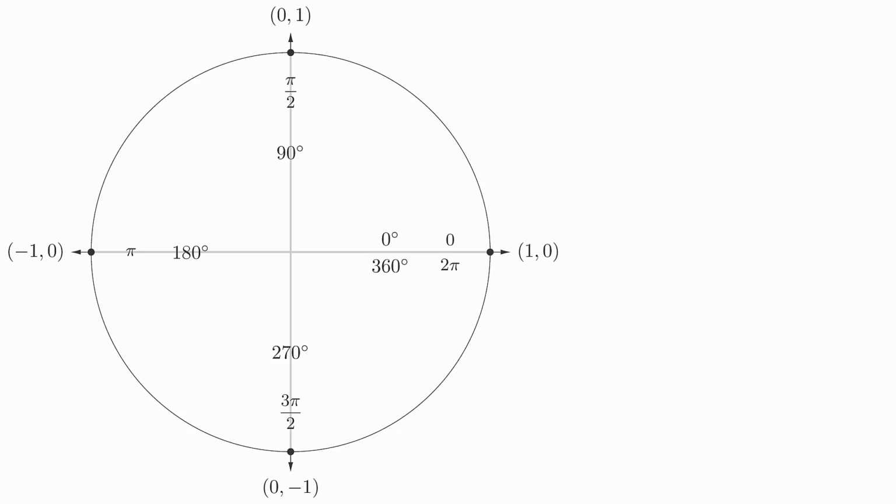The coordinates of these angles are easy to remember because they all lie on the coordinate axes. All you need to remember is that the unit circle has radius 1, and this will tell you exactly what the coordinates are for each of these angles.